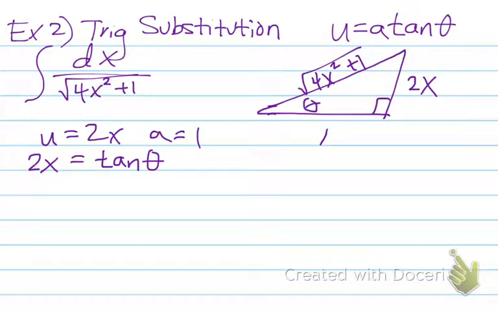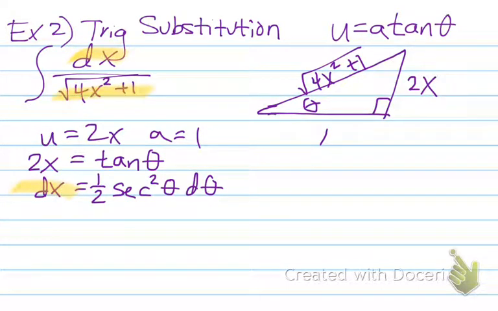So there's one trig ratio. If I want to find the derivative of x, dx, I can divide both sides by 2, so I get that x equals 1/2 tangent of theta. And the derivative of that would be dx equals 1/2 times the derivative of tangent of theta, which is secant squared theta d theta. So I have one of the pieces of my puzzle now. I have dx. I know what dx is. I still need to know what the square root of 4x squared plus 1 is, so I'm going to work on that piece now.